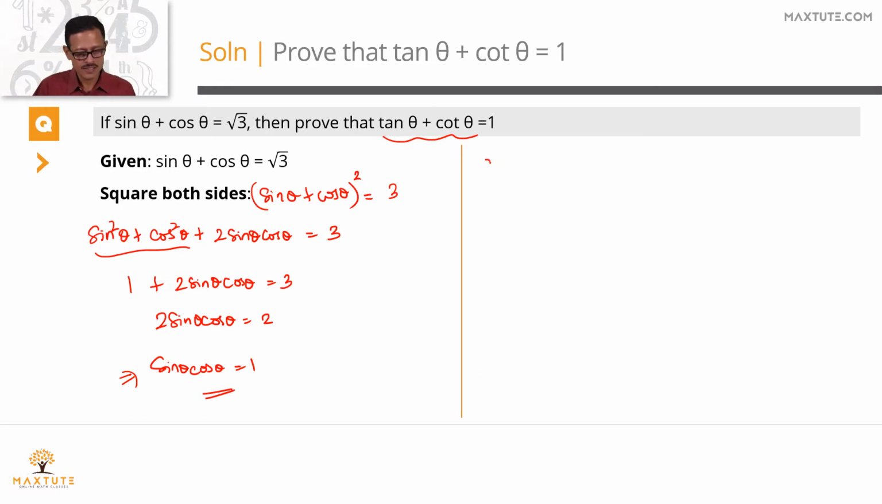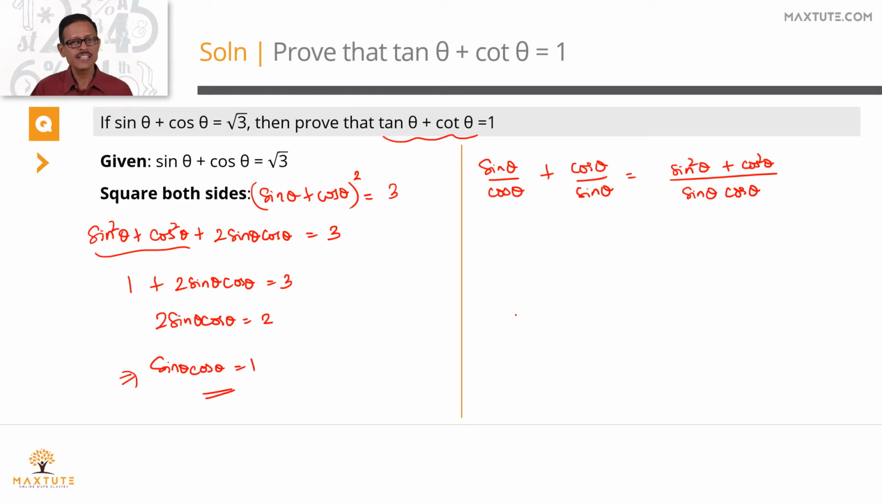Tan theta can be written as sin theta by cos theta, and cot theta can be written as cos theta divided by sin theta. So this is the LHS. I'm going to take sin theta cos theta as a common denominator for both these parts. So sin theta cos theta is the denominator. The left hand side will become sin square theta, and the right hand side is going to become cos square theta. So tan theta plus cot theta can finally be written as sin square theta plus cos square theta divided by sin theta cos theta. We know the value of sin square theta plus cos square theta is equal to 1.